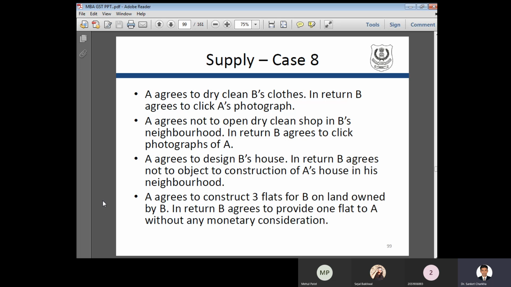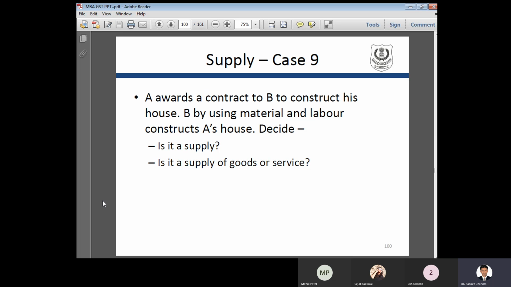यस सर। Okay, now case number 9. A awards a contract to B to construct his house. B, by using his material and labor, construct A's house. Decide, is it a supply? And it is a supply of goods or it is a supply of services?